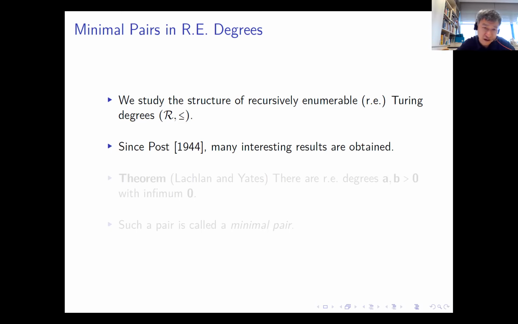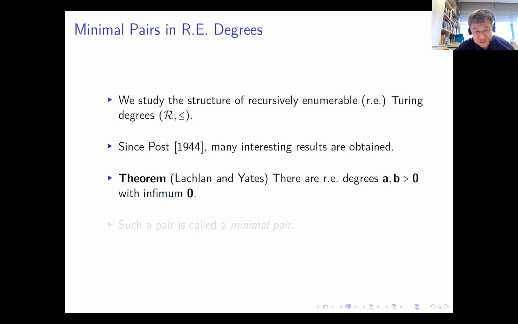The study of degrees has a long history. It probably started from Post in the 1940s, and in the 50 years after that, many interesting results were obtained. I guess now it is probably less hot than randomness or reverse math, but it's still an interesting topic, at least to me. Let me give you an example of the study of RE degrees, which is related to my talk. In 1966, Lachlan and Yates showed independently that there are RE degrees which are called minimal pairs. In other words, there are RE degrees A and B with infimum 0.